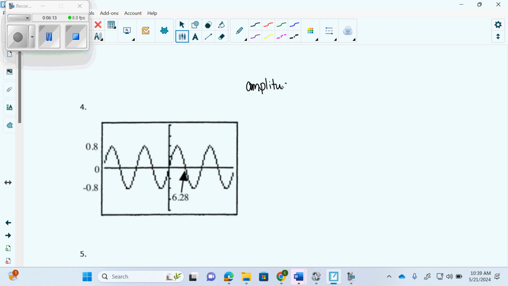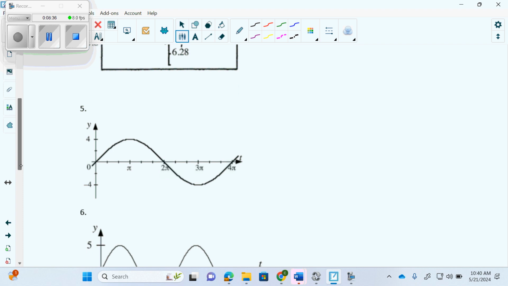So, amplitude equals the absolute value of what's the maximum here? 0.8. Minus what's the minimum? -0.8. Divide by 2. Minus equals plus. And you get 0.8. 5. Amplitude equals the absolute value of the maximum, which is 4, minus the minimum, which is -4. Divided by 2 is 8 over 2, which is 4.